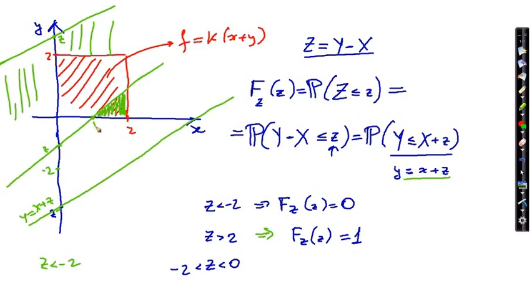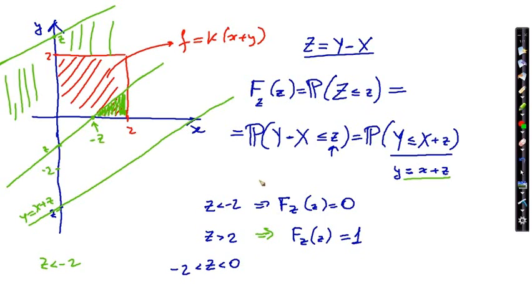By the way, this point will be minus z. This length, this height, is the absolute value of z, or minus z, since z is negative. So this length will be minus z. So I need to integrate my function f in this region.